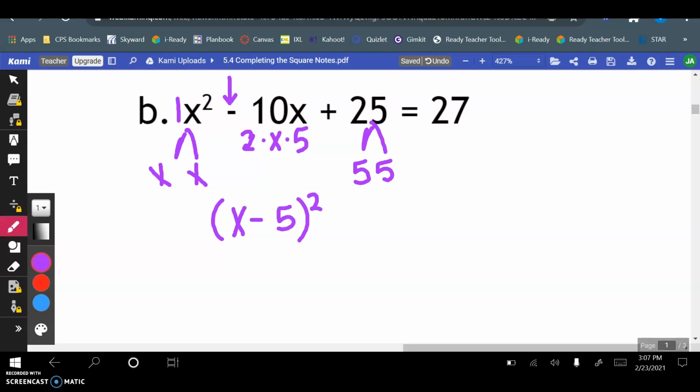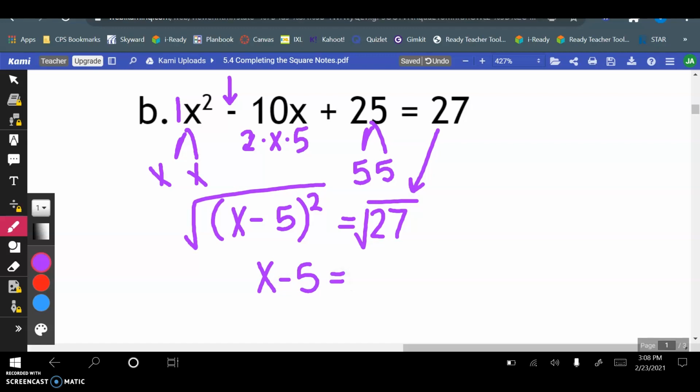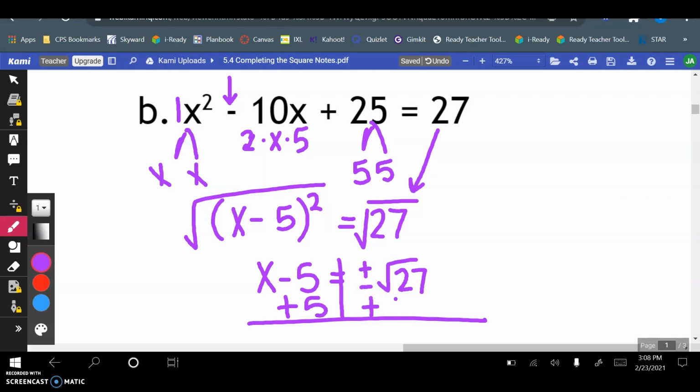So we have 2 of those. And that equals 27. So I'm just bringing this 27 down. So I factored the left-hand side, brought down the right-hand side. Now to cancel out that squared, I have to take the square root. So x minus 5 is left here, and the square root of 27 is not a perfect square, so it's a positive or negative square root 27, and I have to add 5 to both sides.